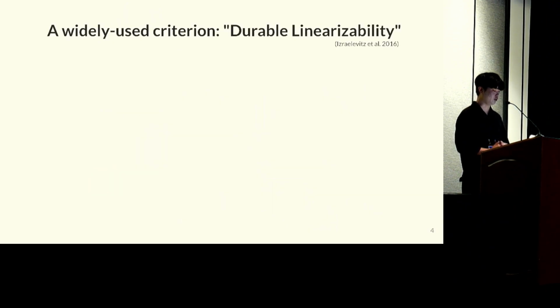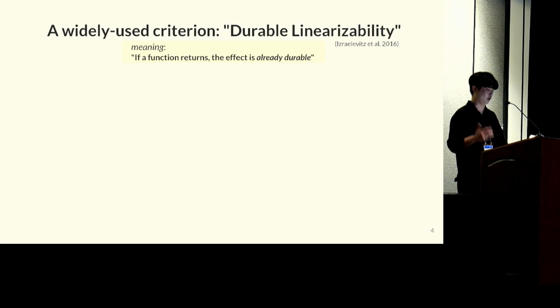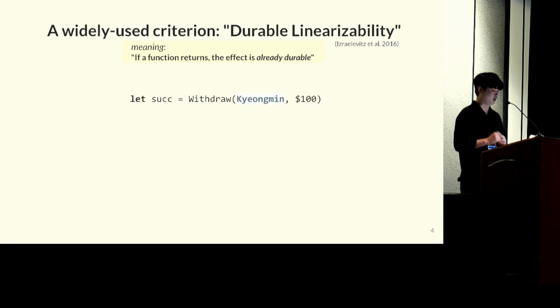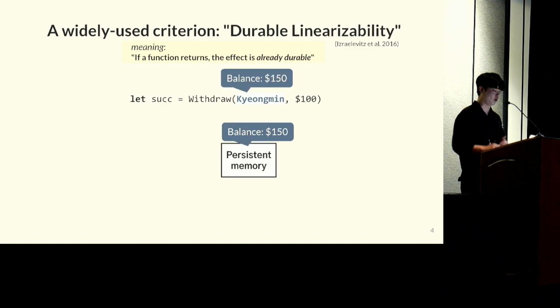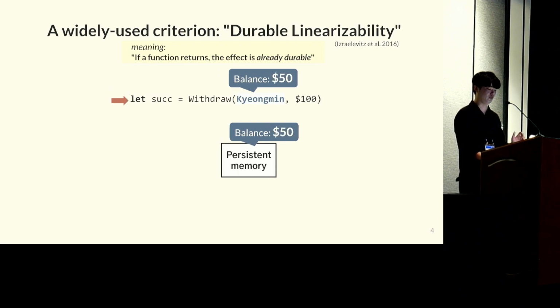A widely used correctness criterion for this is durable linearizability. It ensures if a function returned before a crash, its effect is durable. For instance, consider a banking example with a durably linearizable function withdrawing $100 from my account, that has $150 stored in the persistent memory. After we execute this function, my balance drops to $50.